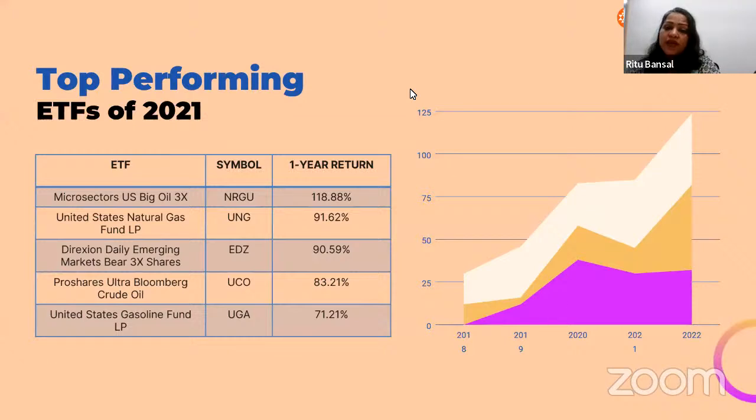Some of the top performing ETFs of last year, most of them have been energy and oil. If you see, big oil has given a return of about 118% in just the last 1 year. And if we were to compare it to the market, it would have barely given an 8% return. So most of the ETFs that you would see here are the gas ETFs, but then there is one surprising ETF also out here, which is the emerging markets bear ETF. So there are these kinds of ETFs also where you can invest when you're expecting the markets to be bearish. So an amazing amount of diversification that you can get by investing in the US, which you don't get anywhere in the world.